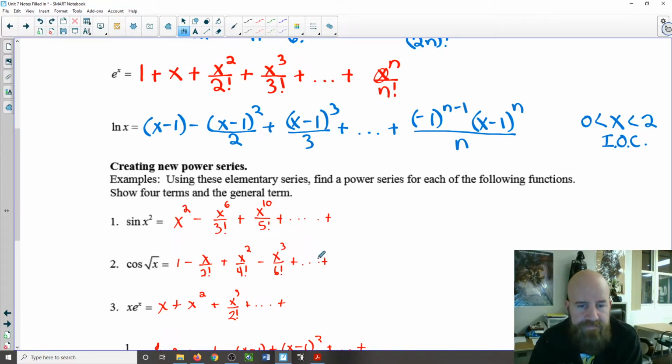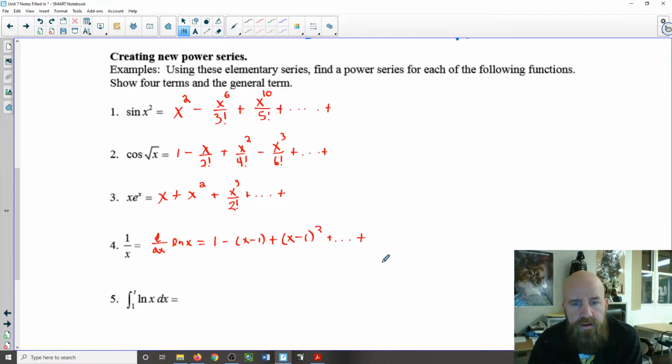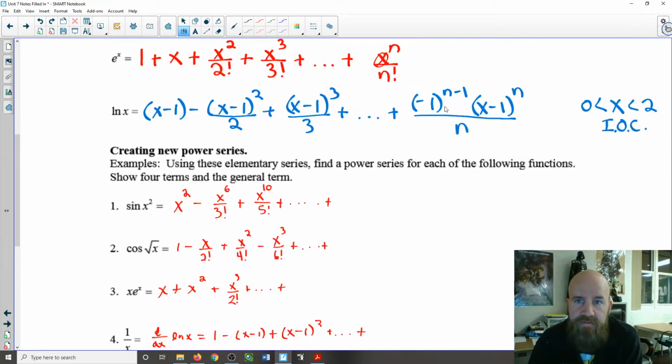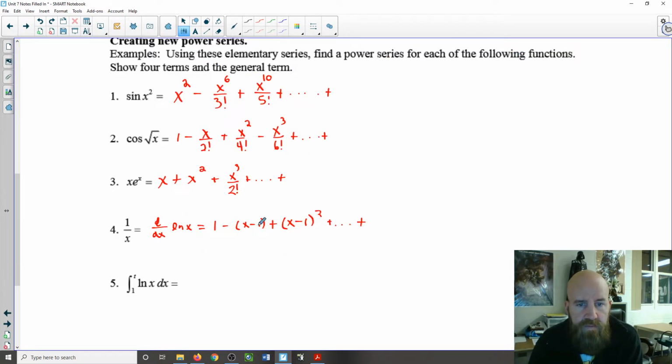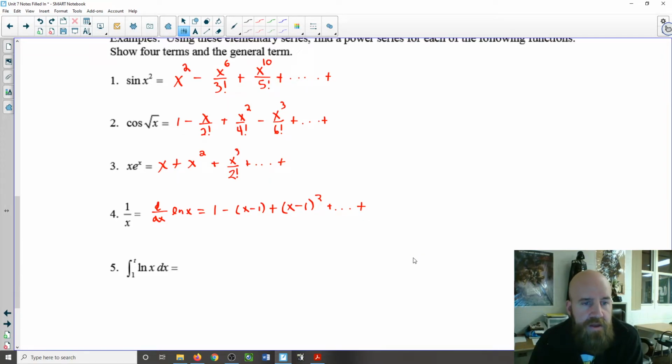I'm going to get rid of that. Okay, and then this one, we're just taking the derivative of this. And we can write a new general term if we wanted to, because there is a pattern here. We could write that general term. So I'm going to leave that to you. I can add that on Google Classroom, but I want to see if you get the correct general term.